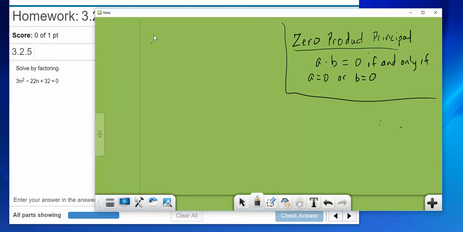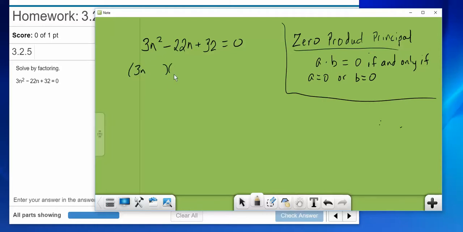Okay, so our first step is to use this principle. We need to get this written as a product. And remember, if you have a polynomial and you want to write it as a product, that means factor. So I want factors of... okay, I'm going to show you the ridge method here.